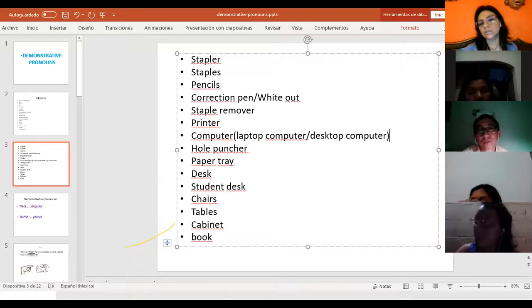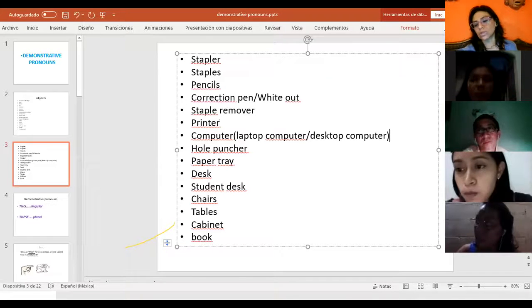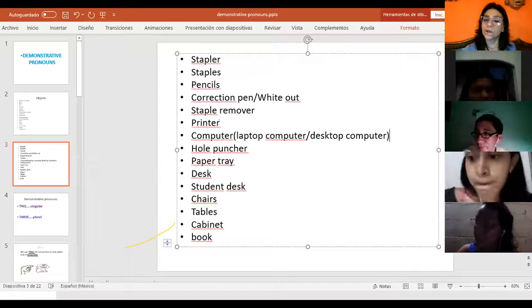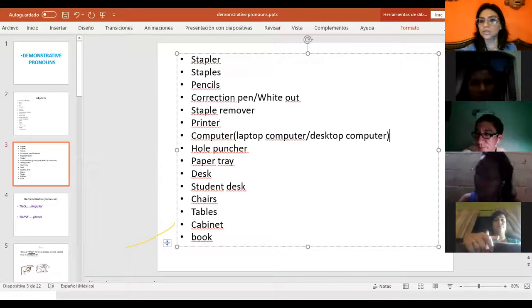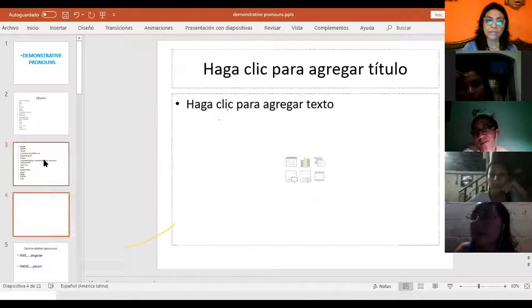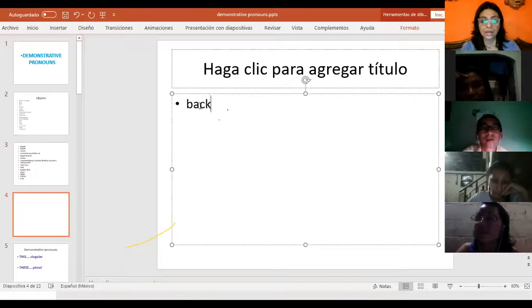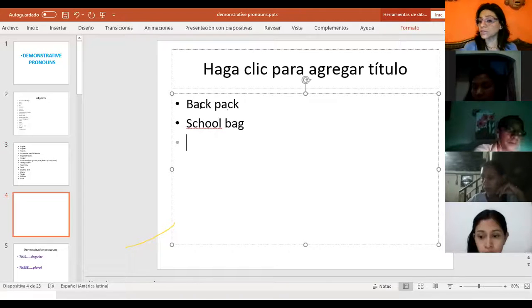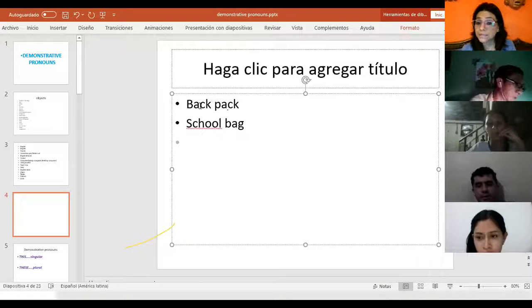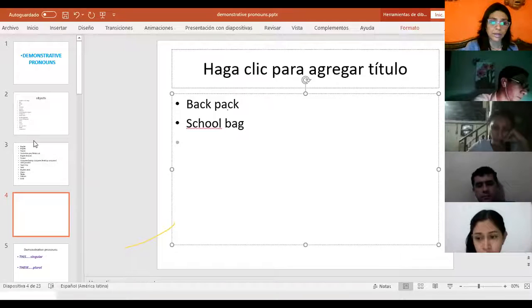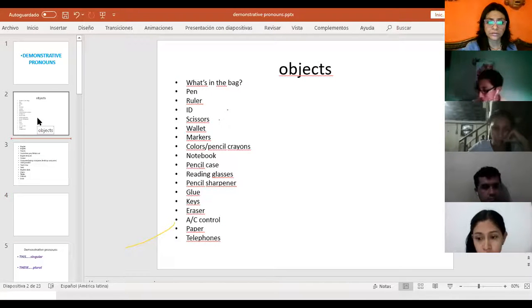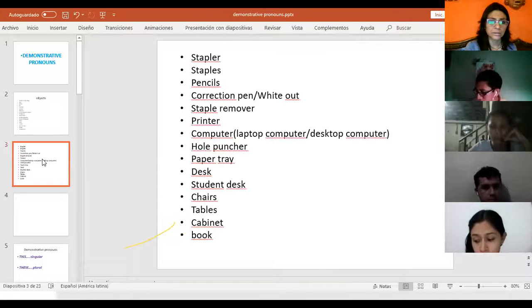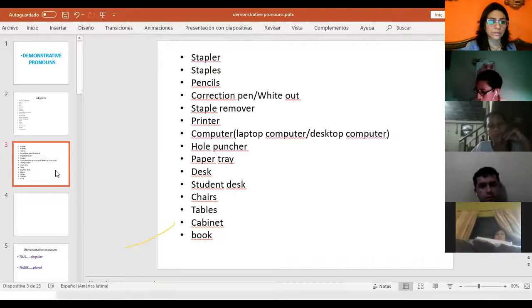Pensemos, piensen en sus oficinas o en sus casas o lo que ustedes o sus hijos, si tienen hijos, ocupan en el colegio, en la escuela, en su oficina, que no ha sido mencionado hasta ahorita. Mochila. Yeah, for mochila, you can say backpack, or you can say school bag. Cualquiera de las dos está bien. Something else? Lápiz. Pencil. Pencils, esa creo que estaba acá. Pencil case. Por aquí está pencils.